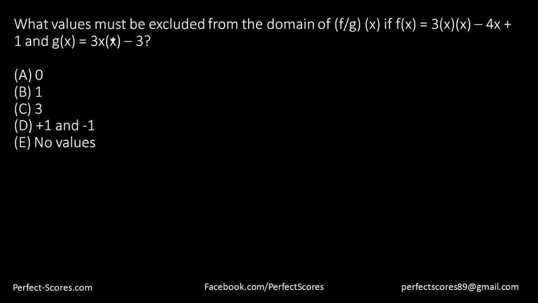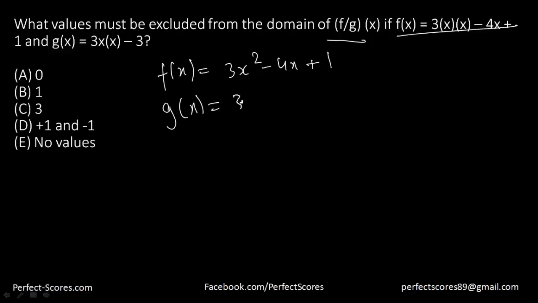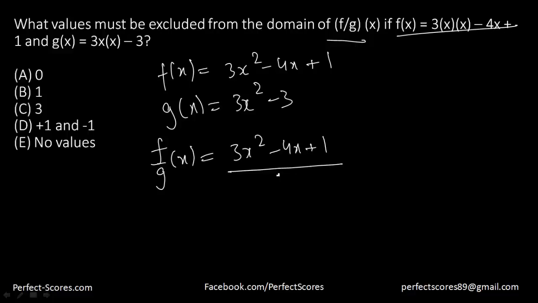Let's move forward. He says, what values must be excluded from the domain of this if f of x is there? So he says f of x is equal to 3x squared minus 4x plus 1, and g of x is equal to 3x squared minus 3. What is f over g of x? That is going to be equal to 3x squared minus 4x plus 1 over 3x squared minus 3.